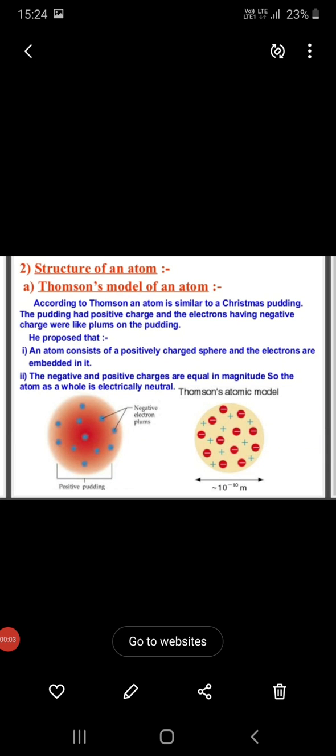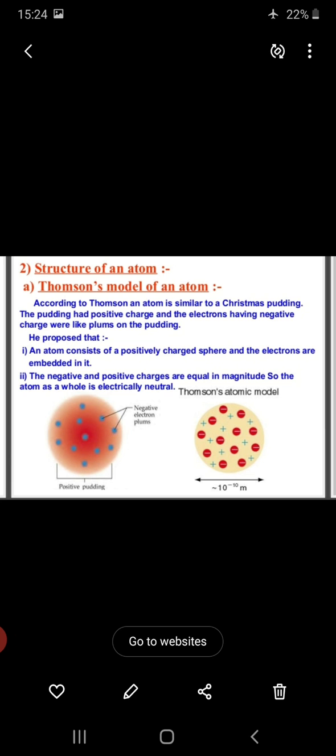Good morning, students. This is chemistry period, and today we have to learn about the structure of an atom. First, Thomson's model of an atom.